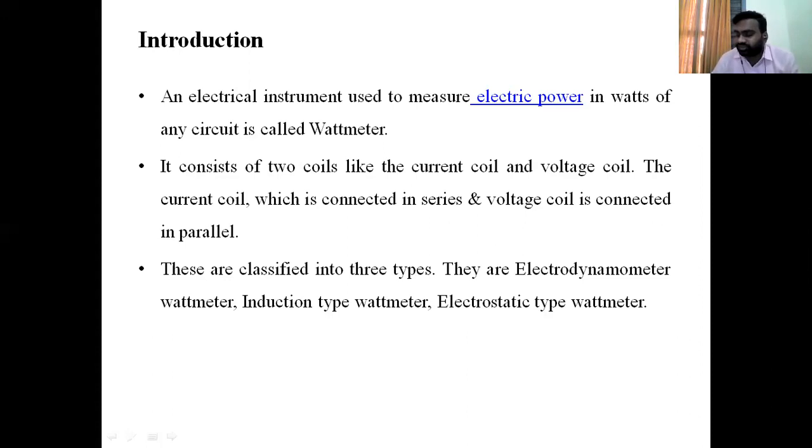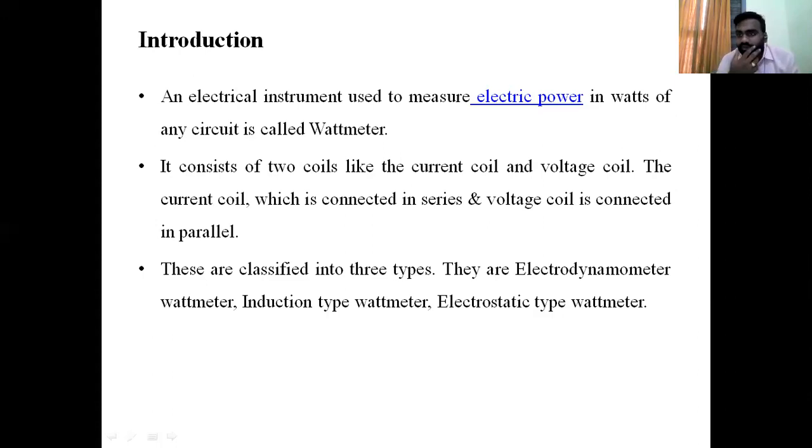There are two classifications of electrodynamometer type wattmeters. One is LPF, low power factor, and the second one is UPF, unity power factor. Two types of wattmeters are present, and we will discuss those two classifications. But before that, first we have to discuss what is meant by a wattmeter.